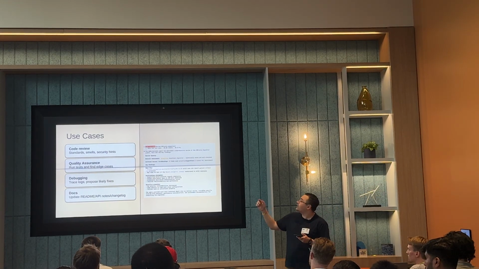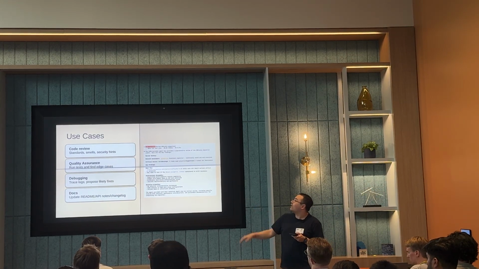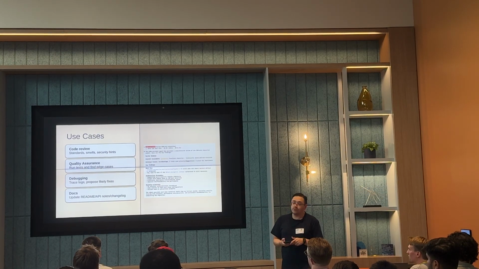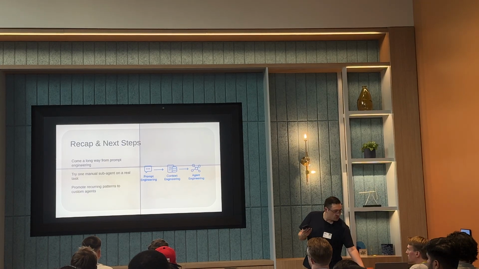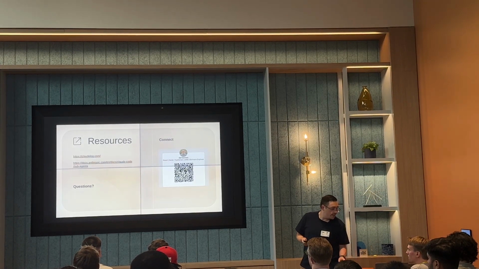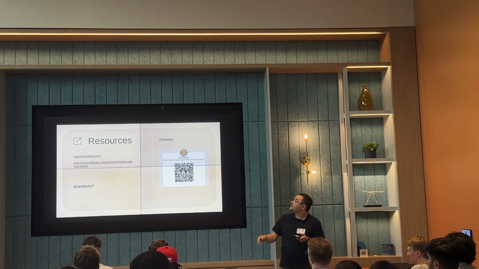And this is just an example of some of the output that the code review agent puts out. But I'm just going to go here. This is just a recap of what I went over, but that's pretty much it. Got some great resources up there.